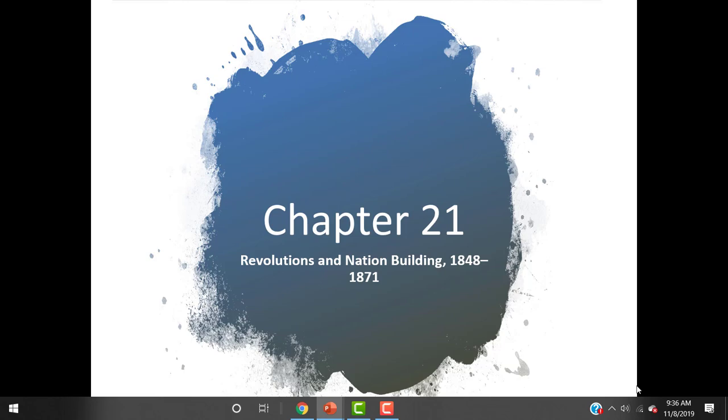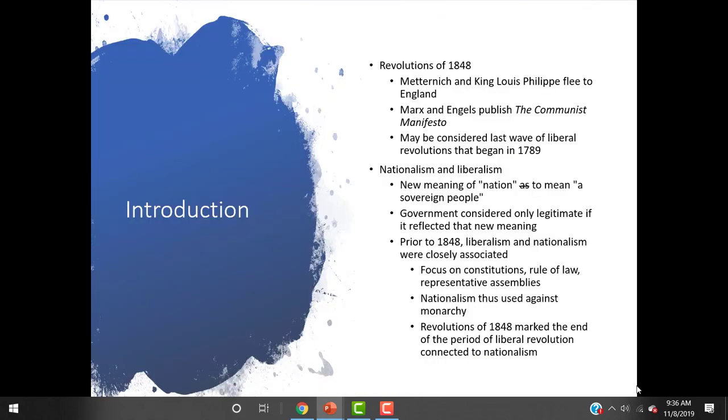Okay, let's try that. In 1848, Metternich and King Louis Philippe had fled to England. Marx and Engels had published the Communist Manifesto, which stirred up a lot of people. And it could be considered the last wave of the liberal revolutions that had begun back in 1789 with the beginning of the French Revolution.